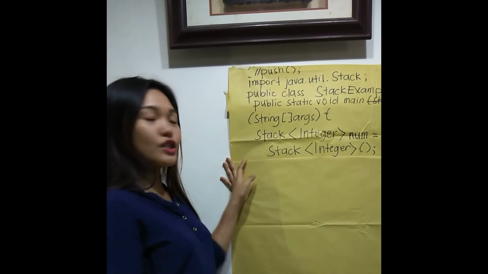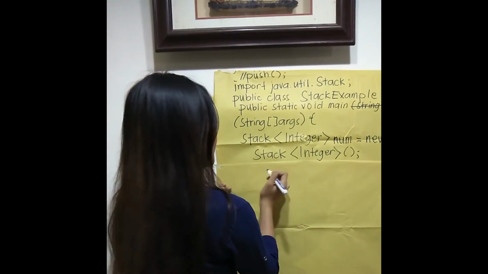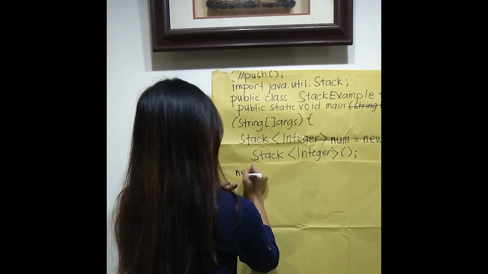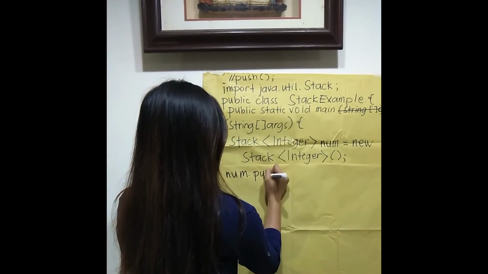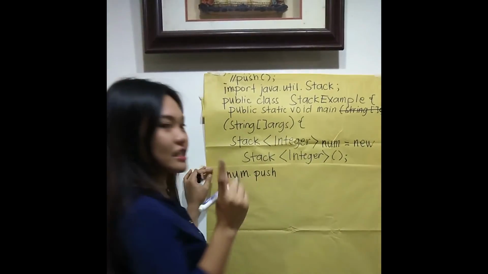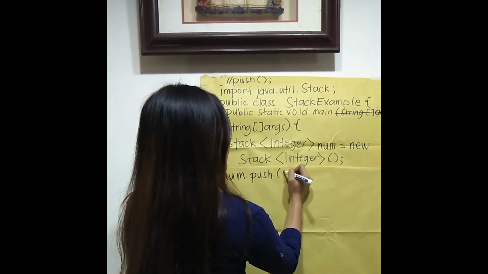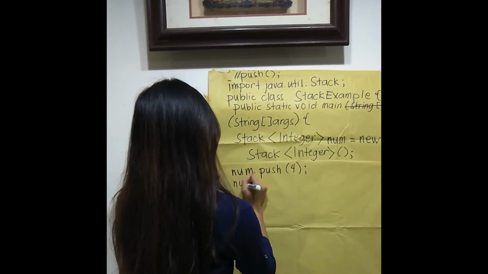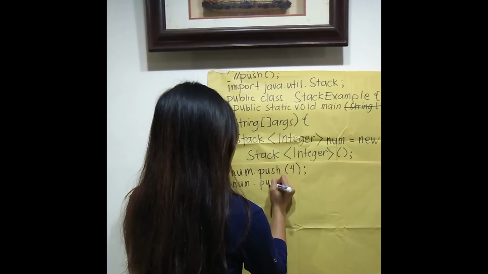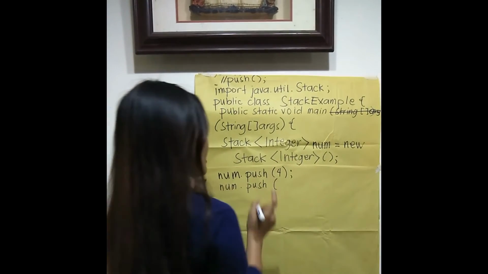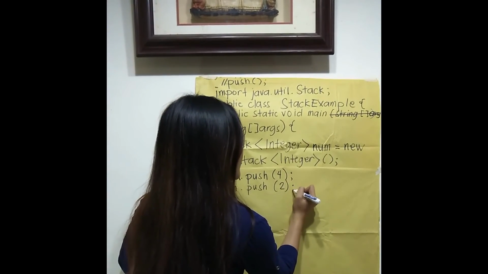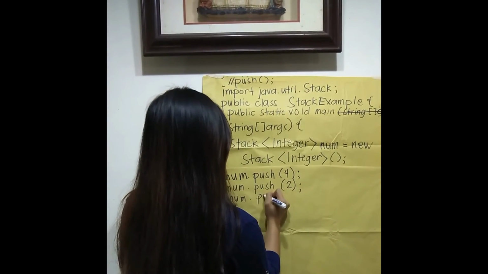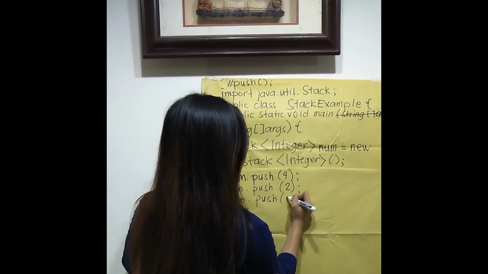We'll use push. We'll use our variable, num.push. Then, we enter whatever value, for example, 4. And next is num.push again, and, let's say, 2. Next is, so there, I'll put only three elements in our stack.